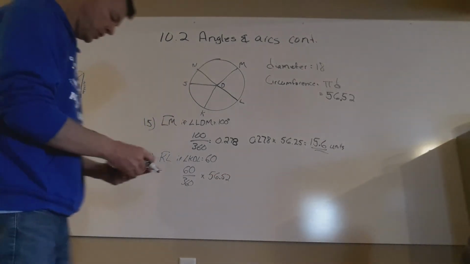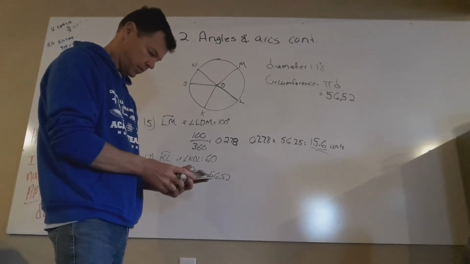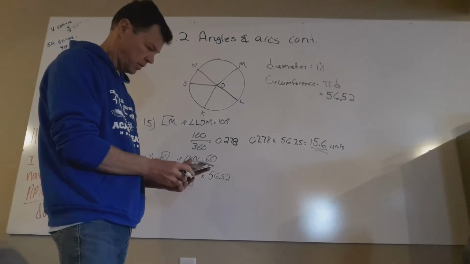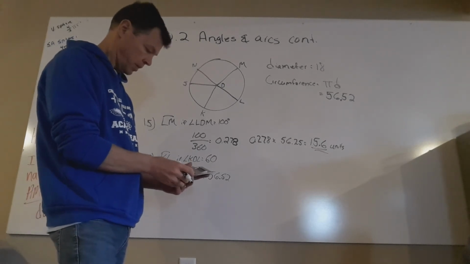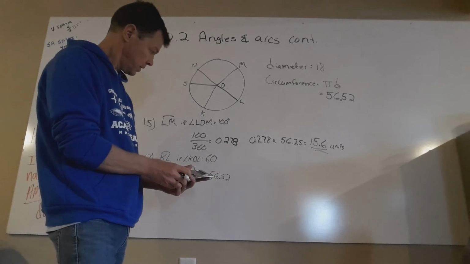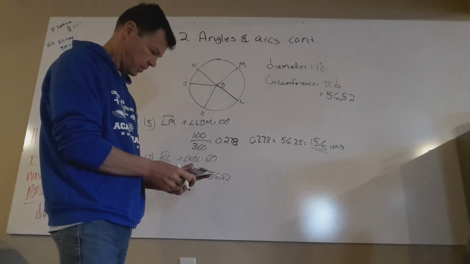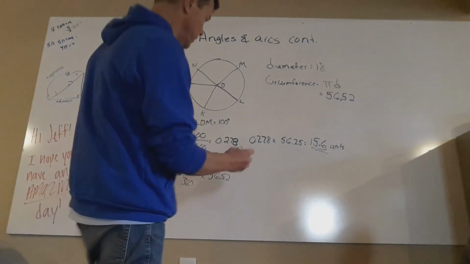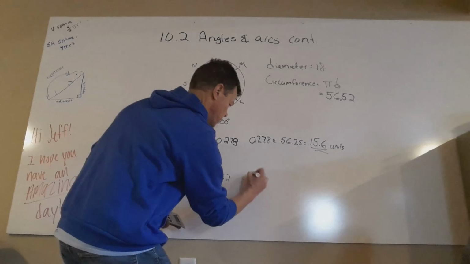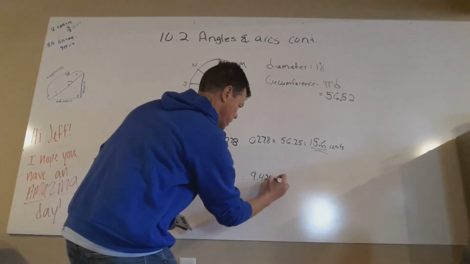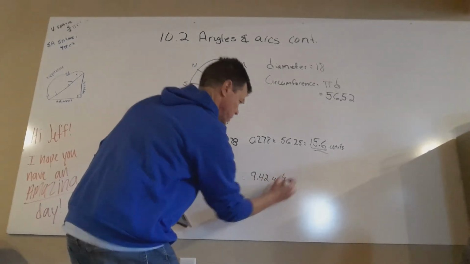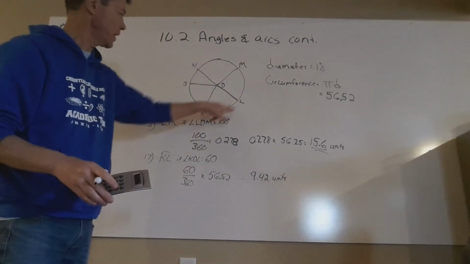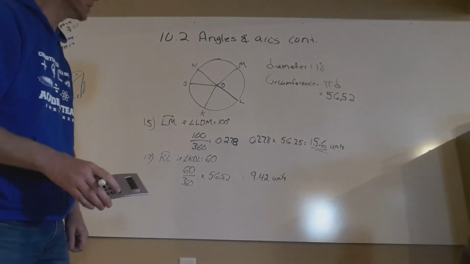So on your calculator, 60 divided by 360, times 56.52. 9.419, so call it 9.42. 9.42 units. And that's going to be the length of arc KL. KL is 9.42 units.